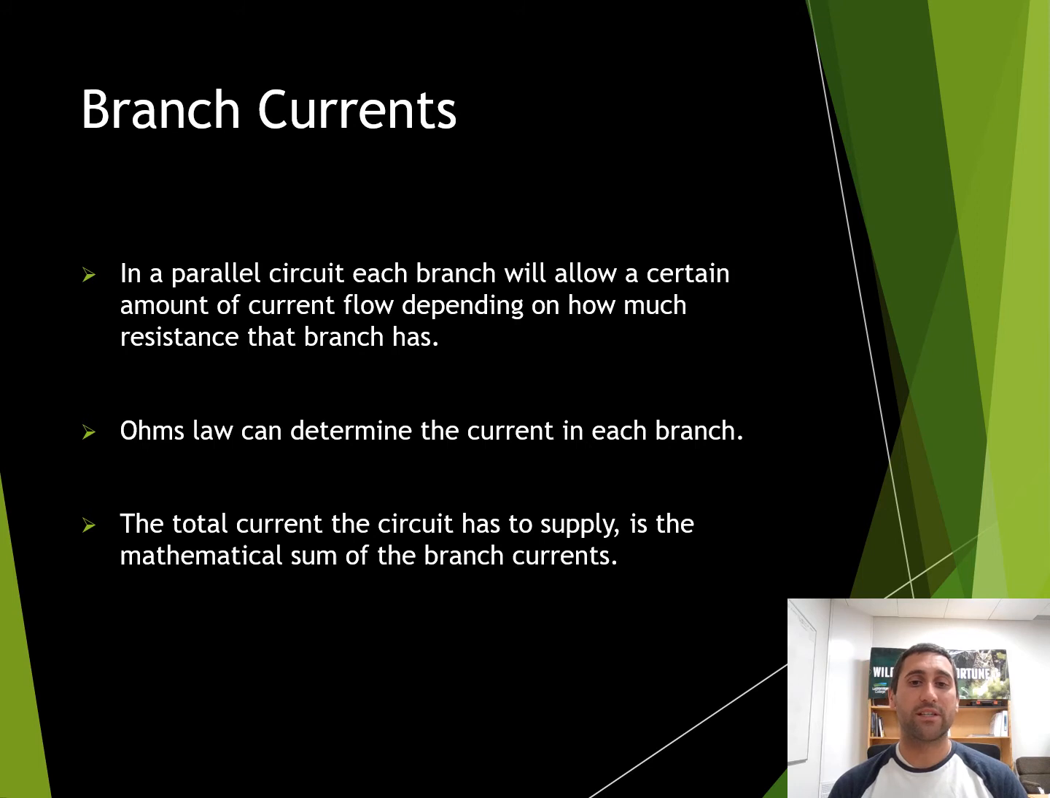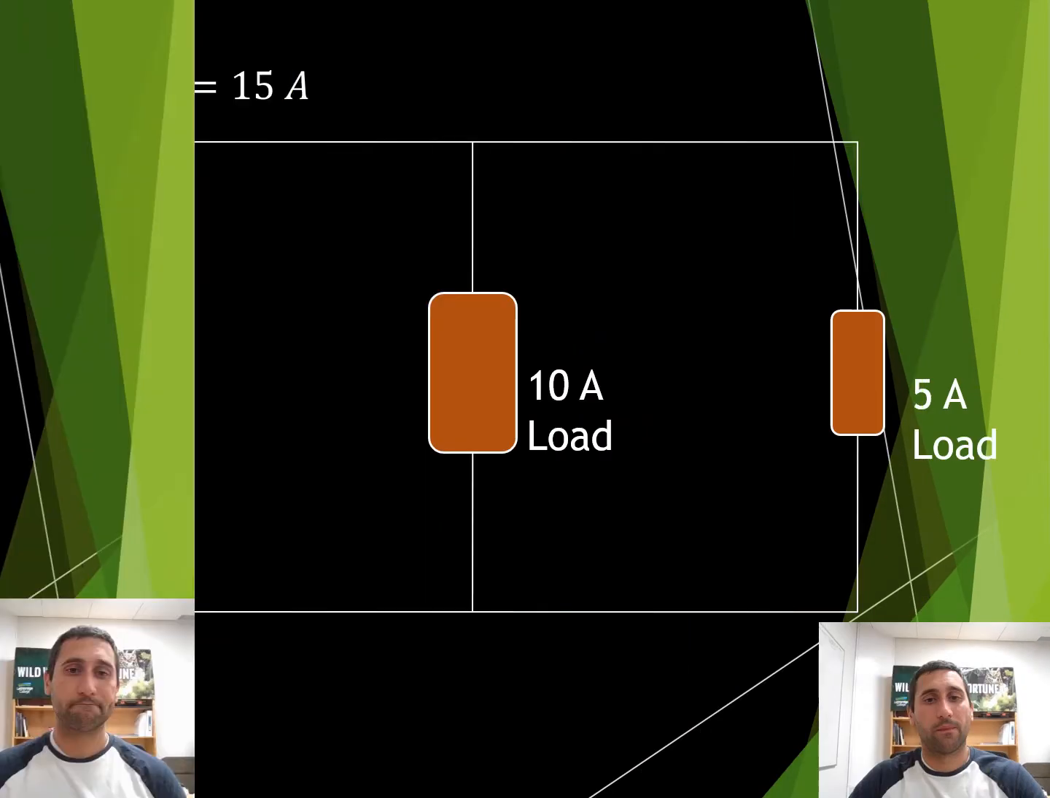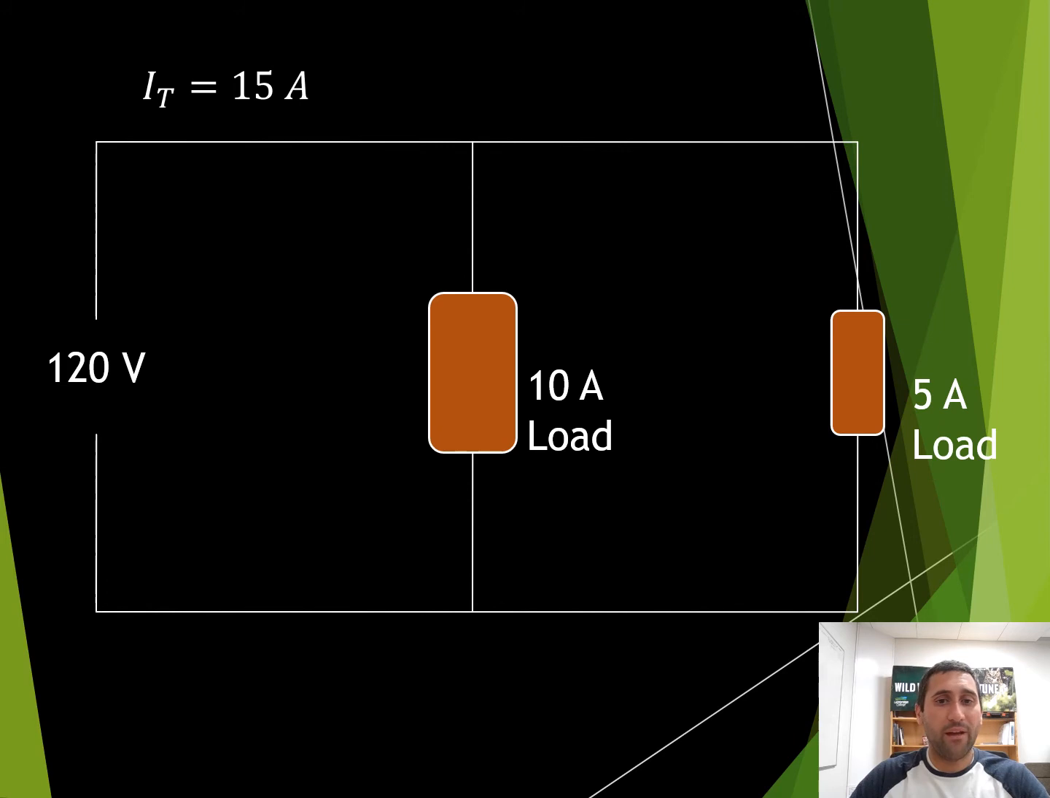Also, the total current in a circuit that the circuit has to supply is the mathematical sum of those branch circuits. And that's what that diagram was showing us previously. So here's just a summative slide of some things that we've gone through, some points to remember. Here we have another example, a quick demonstration of what happens when the current at 15 amps is split and then comes back together, current leaving a node and entering a node.